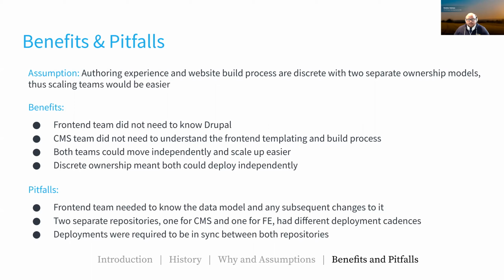The next one being that there are two separate repos, one for the CMS and one for the front end build process, and they had different deployment cadences. The Drupal CMS was deploying once a week at one point, and there were daily deploys on the front end and the build process itself for VA.gov. That ended up creating all kinds of chaos.